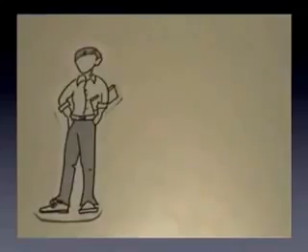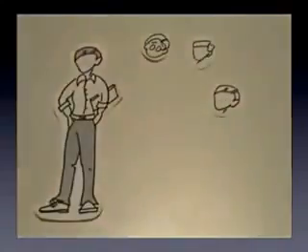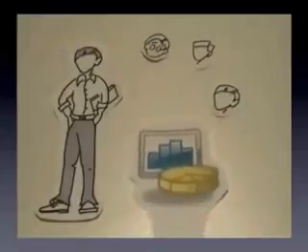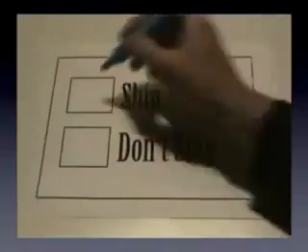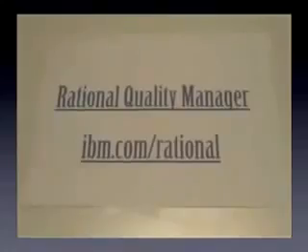Finally, Rational Quality Manager gives the whole team the reports they need to answer their key questions. What's been tested? Are all the requirements covered? And the big one, are we ready to ship? Rational Quality Manager helps you collaborate, automate, and govern your software delivery process.